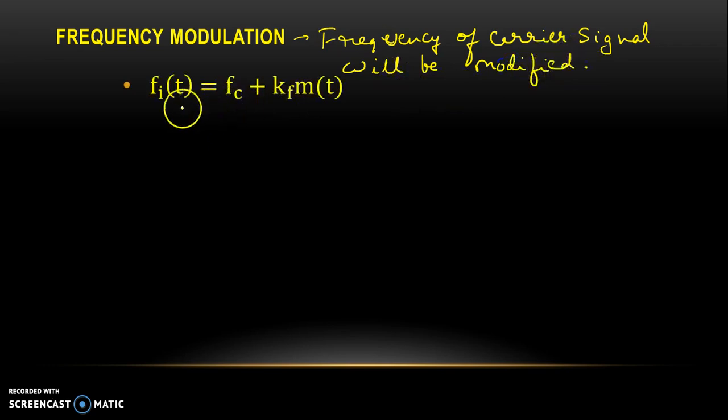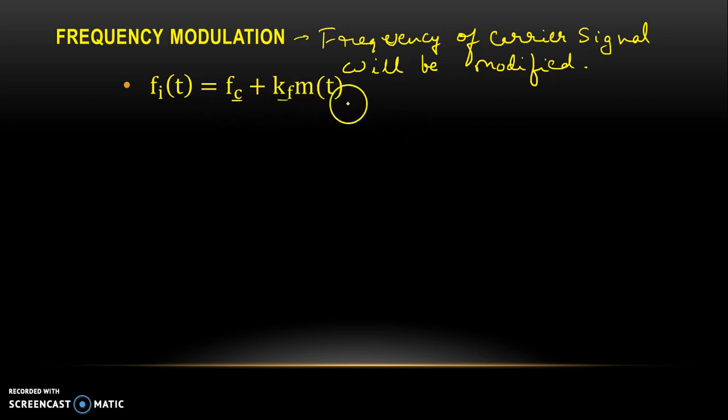So here I can write the frequency of the frequency modulated wave, that is FM wave, as f_i(t) equals fc plus kf times m(t). Now fi means instantaneous frequency, that is the frequency at any point of time. If I put the value of time, I will get the value of frequency. You can see this message signal is varying with time. So by putting the value of time at any instant, I can get the frequency of an FM wave. Here fc is basically a constant, the frequency of the carrier signal. It's a constant initially.